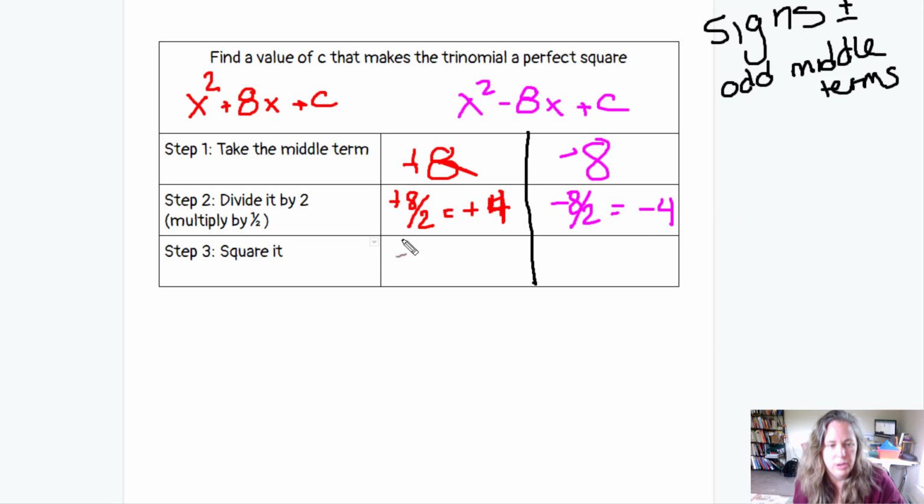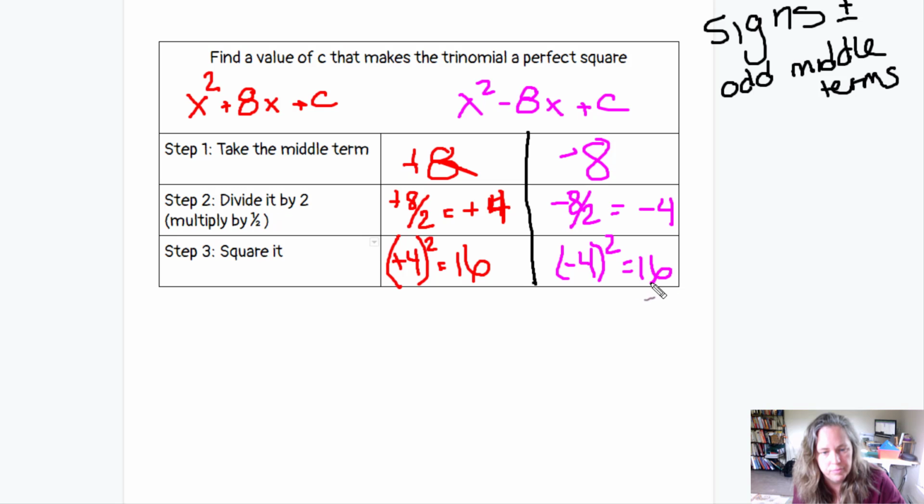So then with the red trinomial, we square our middle term. We have positive 4 squared. We get 16. And with the pink trinomial, we have negative 4 squared. And you guys can see where this is going. Is also positive 16. So it doesn't matter if your middle term is positive or negative. The math to do it is the same. So you can pretty much just ignore the signs.